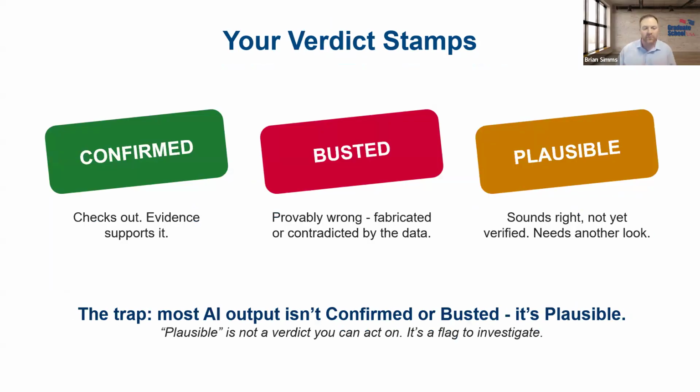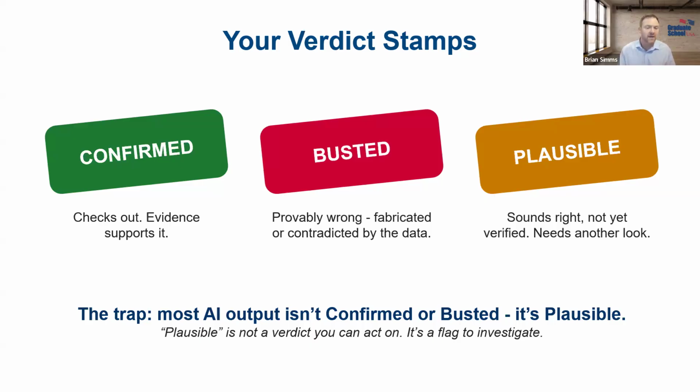So as we walk through the rest of this webinar, we'll start looking at things. I'll use these stamps a few different times. Either something is confirmed, we looked into it and that really happened, or something is busted. We looked into it and found out that it's actually completely fabricated, or the data actually contradicts it. I want to isolate on this plausible one because I think this is what's most likely to come up when we're using AI.